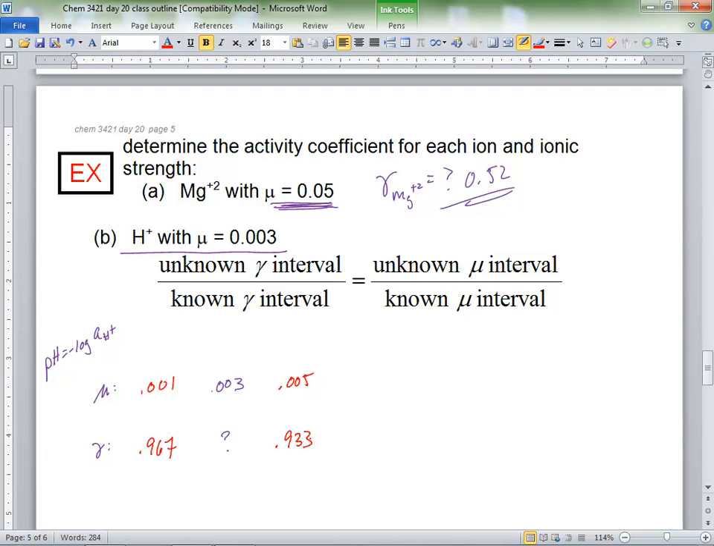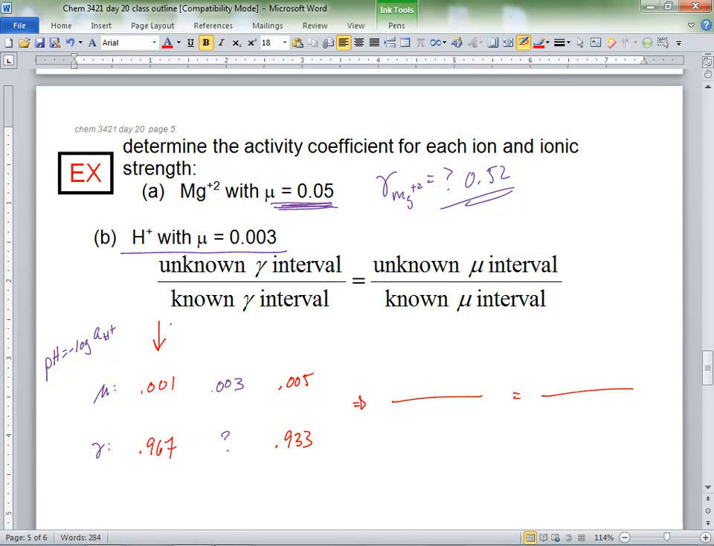Now the unknown activity coefficient interval over its known interval has to equal the unknown ionic strength interval over the known ionic strength interval. So just plug them in. This is where the table helps me, because I like to start on one side. The unknown activity coefficient interval, 0.967 minus the question mark. That way I can be consistent when I do the unknown ionic strength interval. I'll take this one minus that one. That way I don't screw up, because otherwise you're going to screw up if you do one minus one side and then the other side.